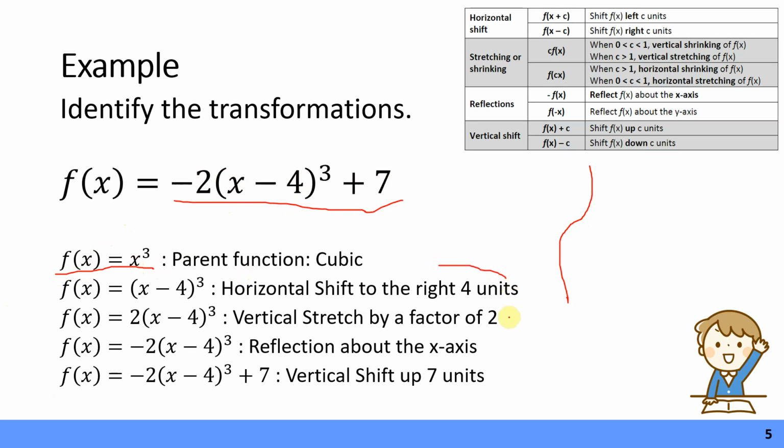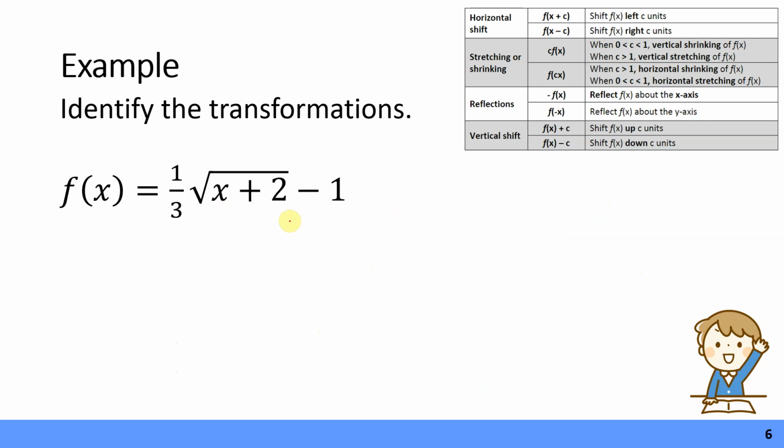And then these are all the transformations that happen. Just pretend this little snake is moving to the right 4 units, and then it's vertically stretched, and then it's reflected, and then it's shifted vertically. Okay, so again, that's what's happening. Are you still a little bit iffy? Don't worry. Let's go ahead and try another one.